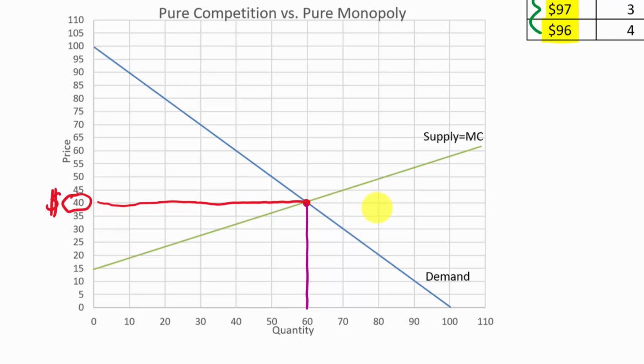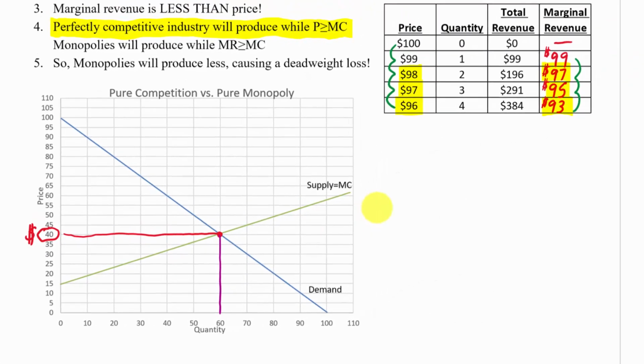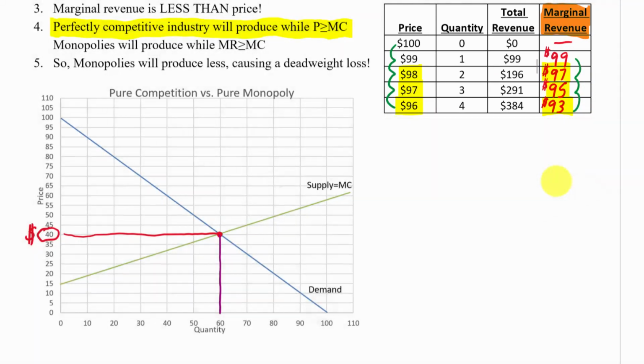What about in a monopoly? Well, as we saw, the monopoly doesn't have a market price. The monopoly is concerned with this marginal revenue that we were deriving over here. And as we see here, each time the quantity goes up by 1, when the price is going down by 1, the marginal revenue is going down twice as fast. So marginal revenue is dropping by 2.